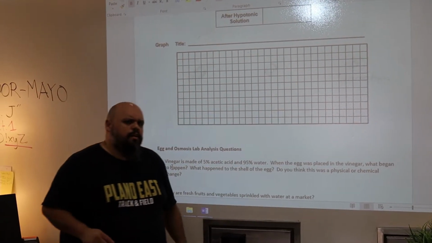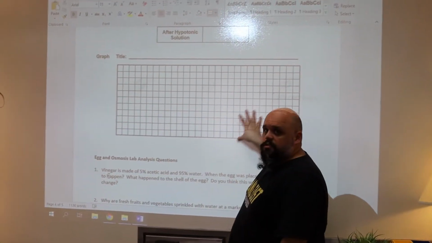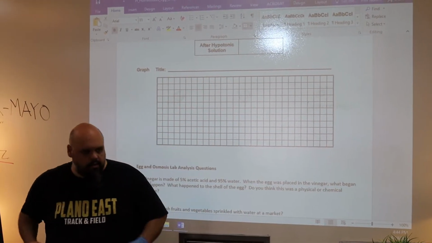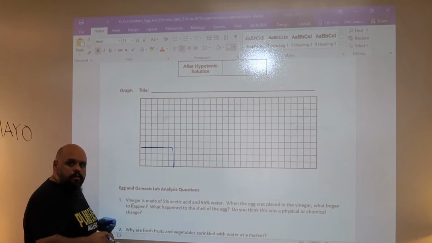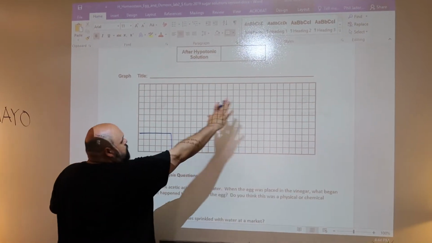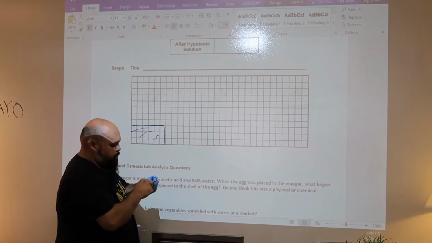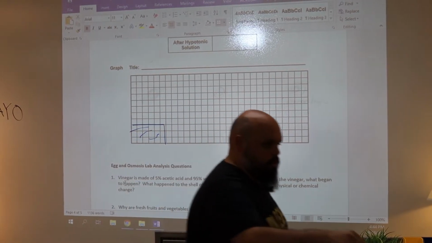Best practice when you're making a graph, use as much of the space as possible. Your graph should not look like this, be that big, okay? Use the whole thing, all right? Don't put your stuff here, okay? Use the whole thing, spread it out, all right?